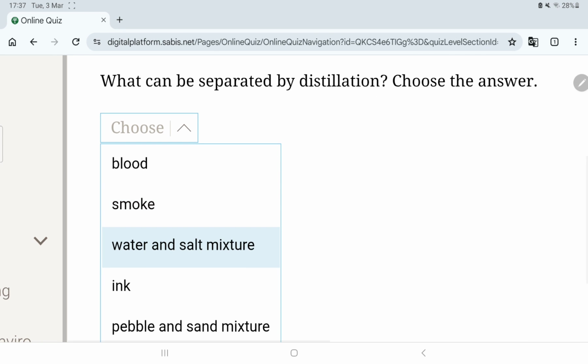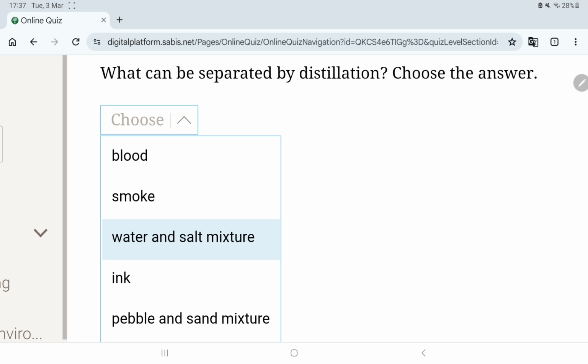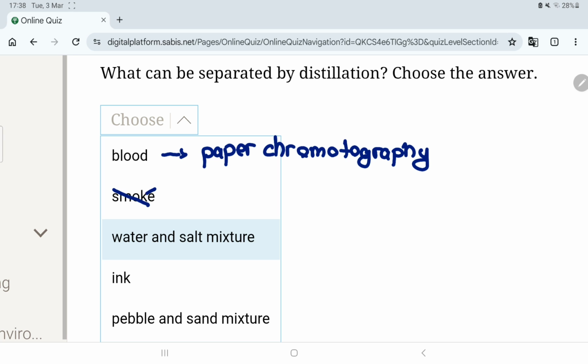Okay, let's discuss each one. Blood or food dyes, like blood, food dyes, ink, those are all separated using paper chromatography. Smoke is, we said, a colloid, so it's heterogeneous. You can already see what it's made of, because for example, when you wake up in a fire or something, you're gonna see smoke in the air. Like you can clearly see it, it's not dissolved in the air. So this is heterogeneous mixture.